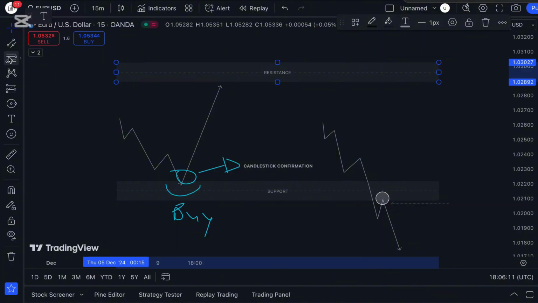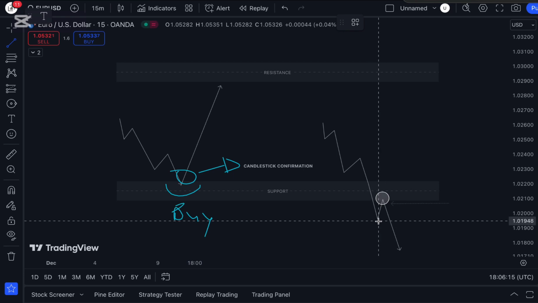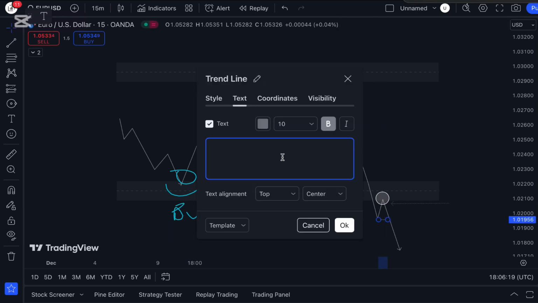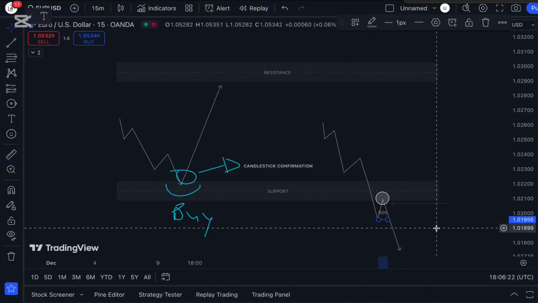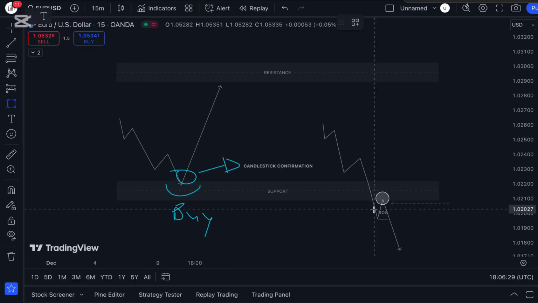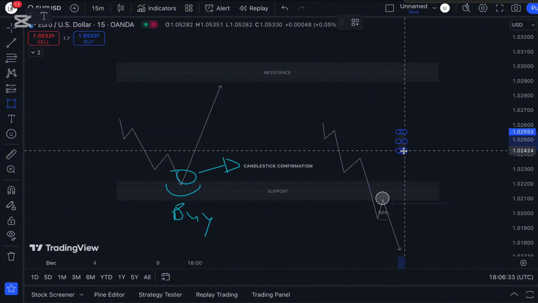Now this entry must have enough force to break the structure of this level. So we need a break of structure of this level. Basically, whatever happens here, in most cases I would say look for a doji, or look for a top wick candle like this.